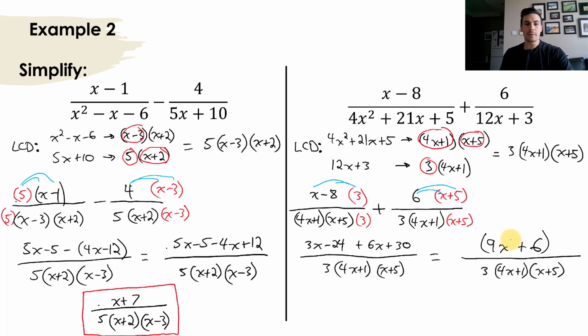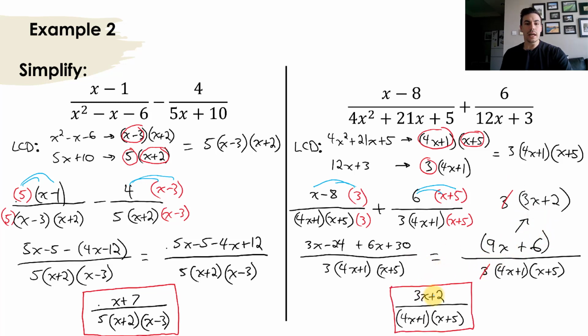Now, keep in mind, I can factor out a 3 here, right? Factor out a 3 out of my numerator, and when I do that, I'll have a 3 that cancels in the numerator and denominator, and we can further simplify this to 3x plus 2 all over 4x plus 1 times x plus 5, all right? So look out for additional simplification that you can do here in your final once you've combined like terms.